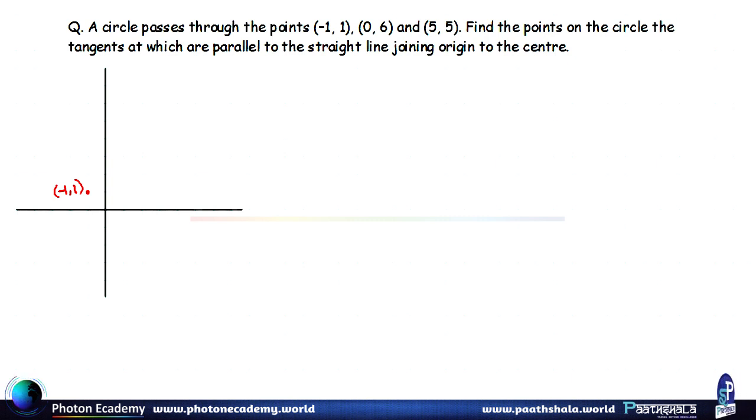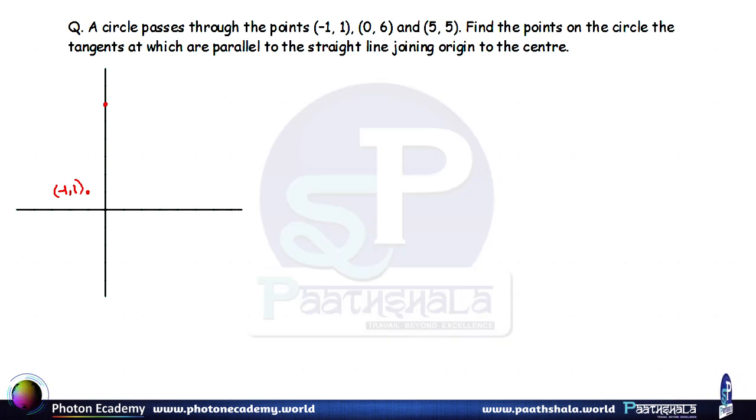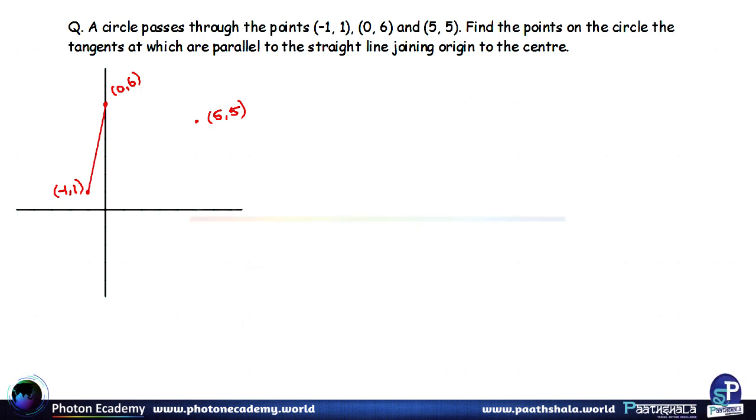So it will be here. And the next point is 5, 5. Joining 0, 6 and 5, 5, so joining these lines, it kind of looks like the lines may be perpendicular to each other.